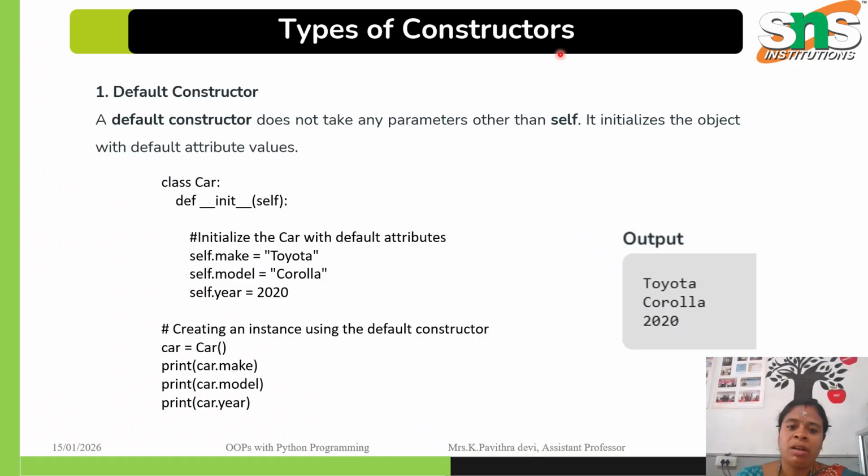A default constructor does not take any parameter except self. It initializes the object with default values and simply performs basic initialization. When an object is created, the default constructor is automatically called. It can initialize the variables with default values and display a message.